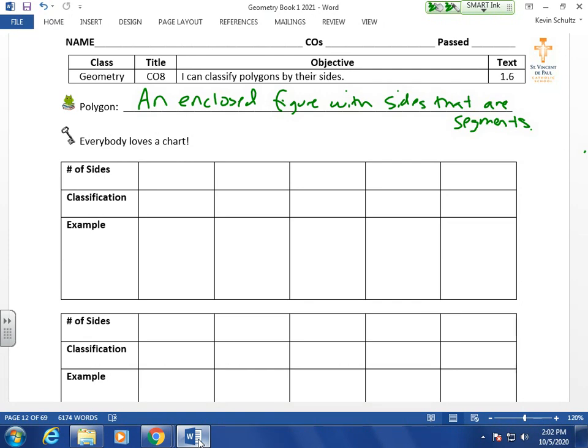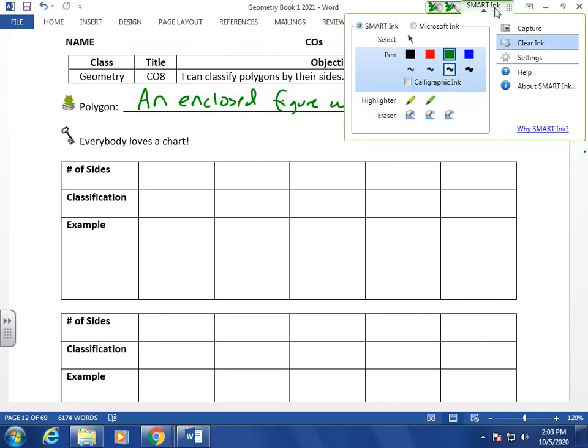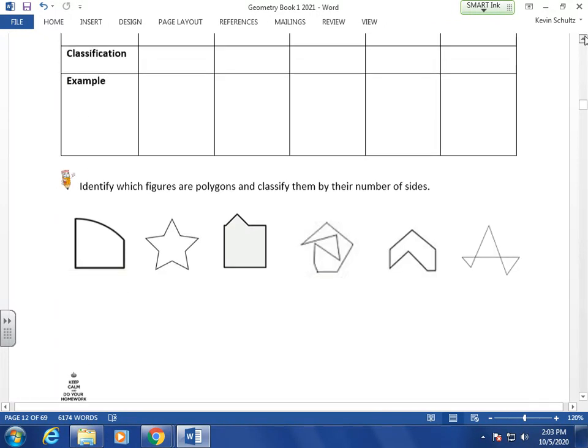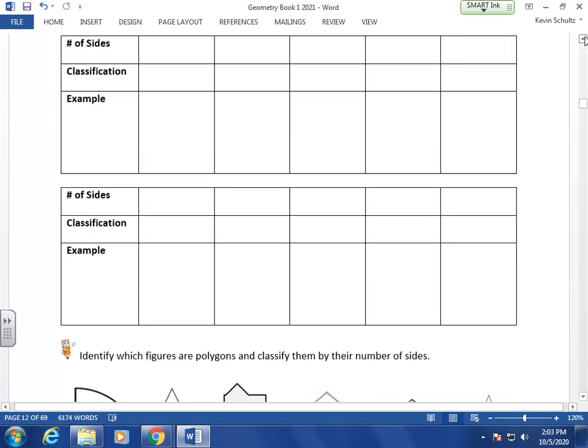Is a circle a polygon? No. Which is why it doesn't have perimeter, right? When we say perimeter, we don't call the distance around the outside of a circle perimeter. It's called circumference, because its sides are not straight. It's not like other polygons. So we're going to fill out a chart today, because who doesn't love to fill out a chart? And this is going to classify polygons by their number of sides.